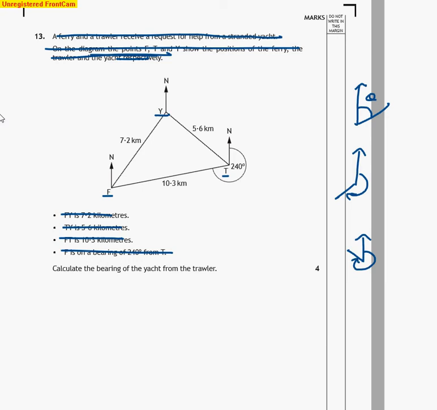That would be the bearing. Okay, so it's from north and it's going clockwise all the way around. So 240 is the bearing of the ferry from the trawler.